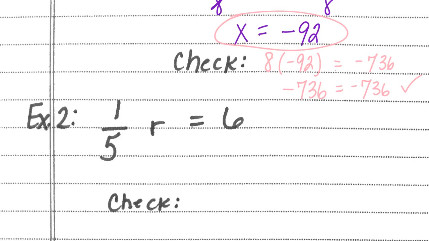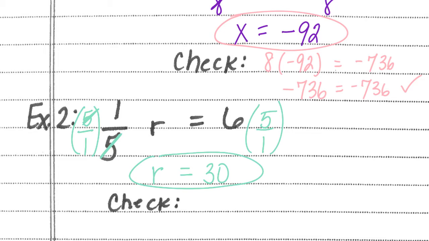Moving on. 1/5 times r is equal to 6. Remember, when I divide by a fraction, I multiply by the reciprocal. What I do to one side, I do to the other, which makes sense because notice these 5's cancel out, the 1's cancel out, and all I have left over on this left side is r. 6 times 5 is 30. So r is equal to 30.